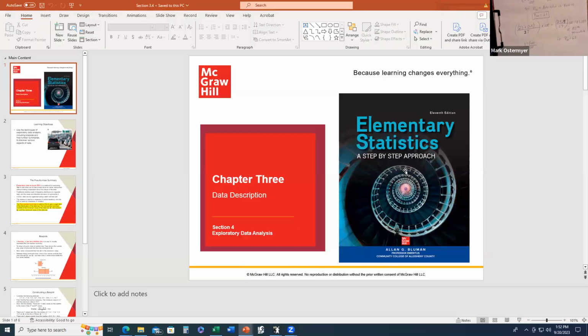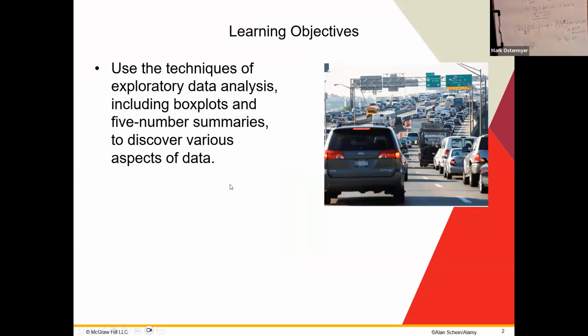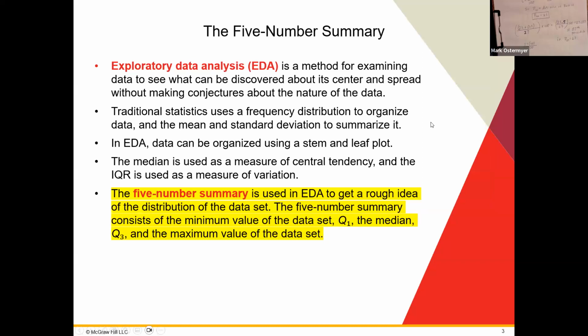Okay. So section 3.4, entitled Exploratory Data Analysis here. All right, and when we get done with this very short presentation, we're going to use the techniques of exploratory data analysis, including box plots and the 5-number summary of a data set to discover various aspects of the data. Okay, so we're going to learn how to build another graph for a data set. This graph is going to give us a good idea as to the variability that exists and also the symmetry that exists or does not exist in a data set.